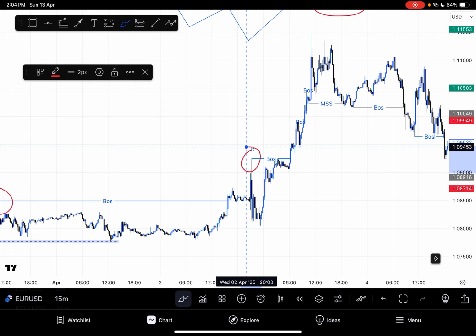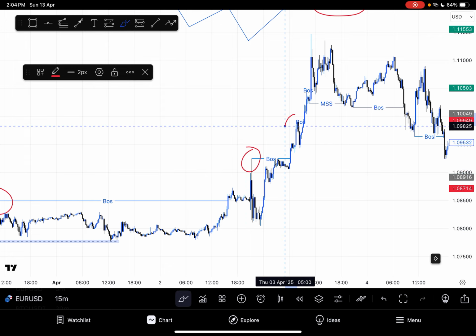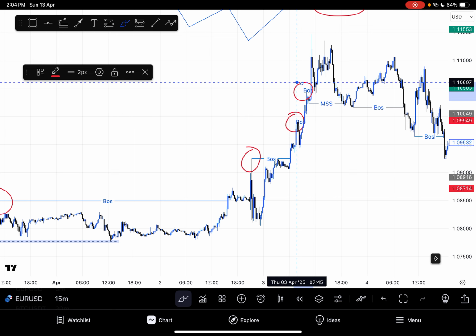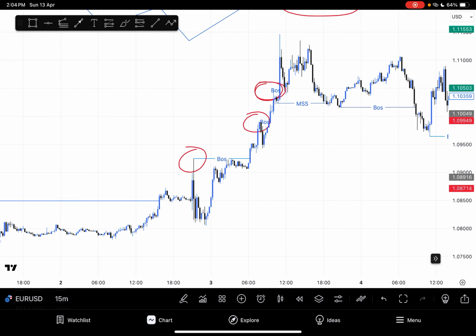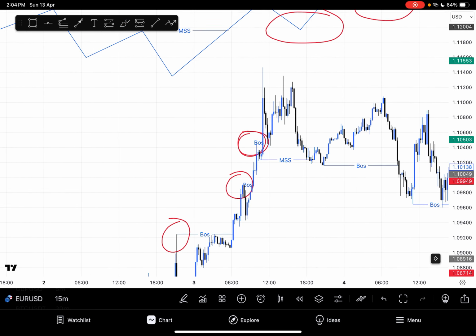Second break of structure. See, price was just doing break of structures. So this region here was the last break of structure price did.